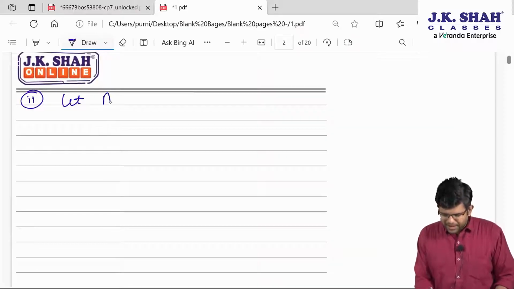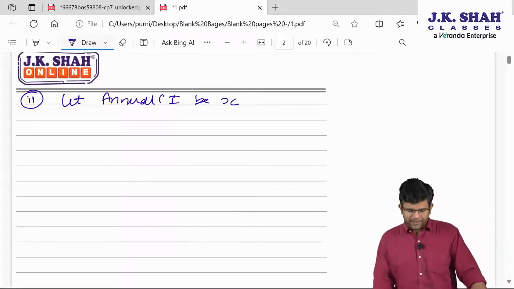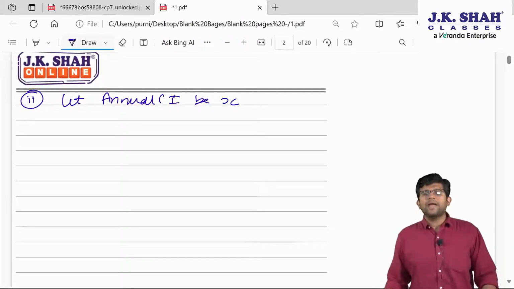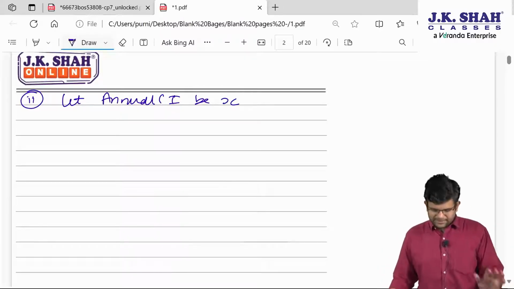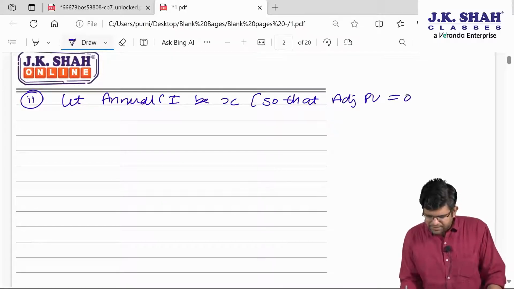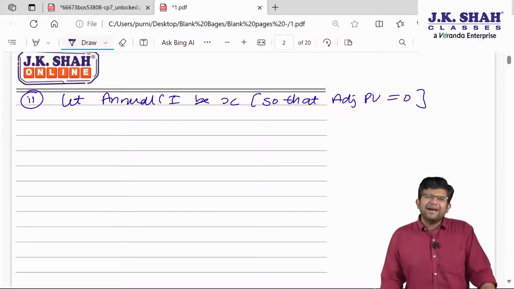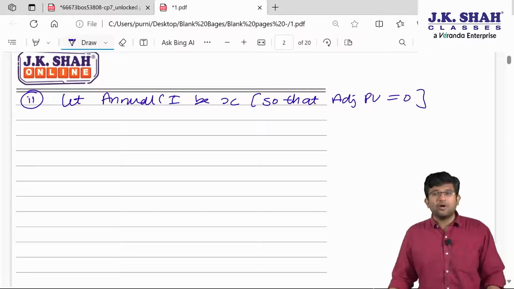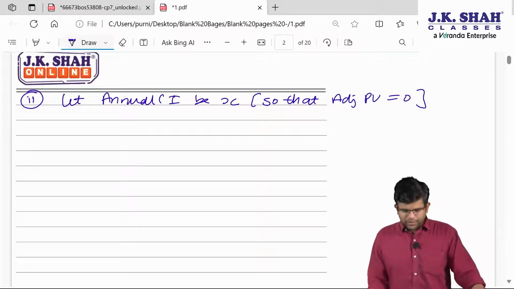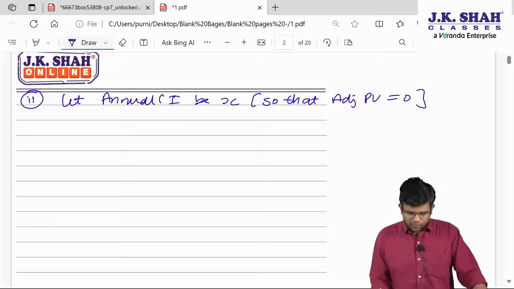Let annual cash inflow be X. You will understand everything when I am doing the solution. Now please pay attention. Let annual cash inflow be X so that adjusted present value is equal to 0. Till here your story is clear? Okay. It's like IRR, right? But IRR makes normal NPV 0. Now we are going for adjusted PV to be 0. For that, how much should be the cash inflow, right?